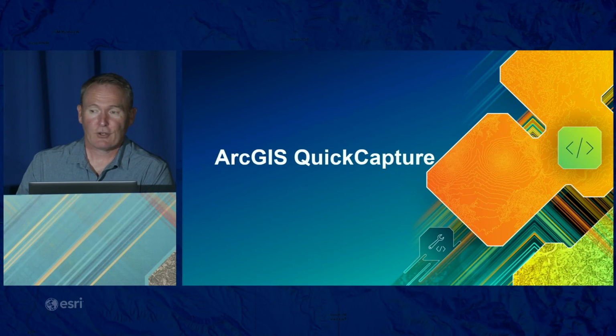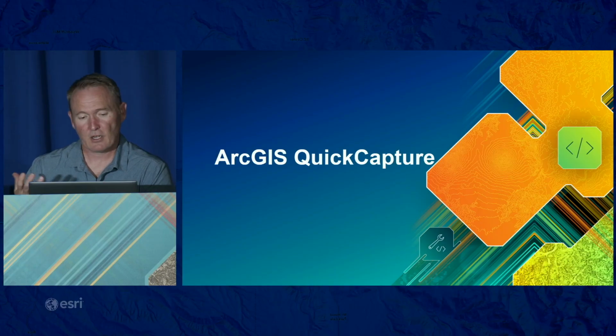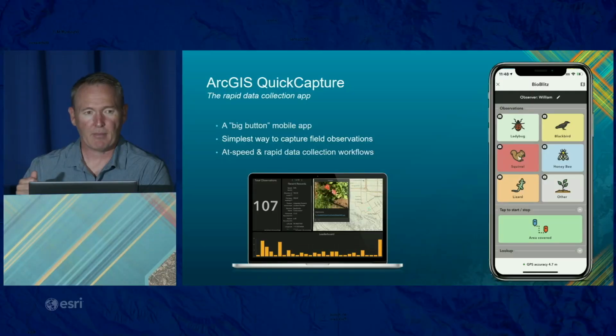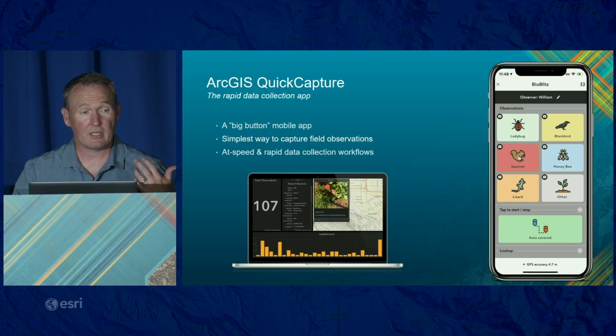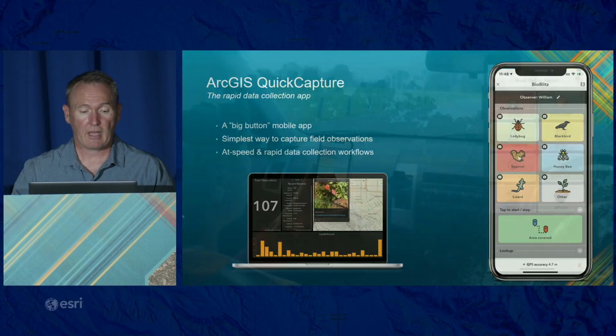And then ArcGIS QuickCapture. So on to the next application. ArcGIS QuickCapture is our quick data capture application. It's our big button, our fat finger application. Tap a button, it captures data. So it's the simplest way to capture things, often used when you're on the move, maybe in vehicles, maybe in a passenger seat on a vehicle, you are capturing data.